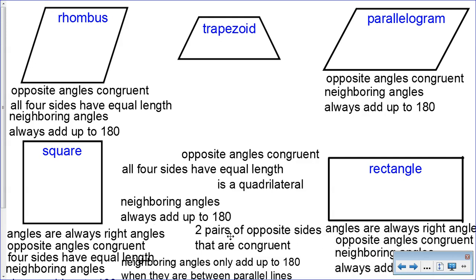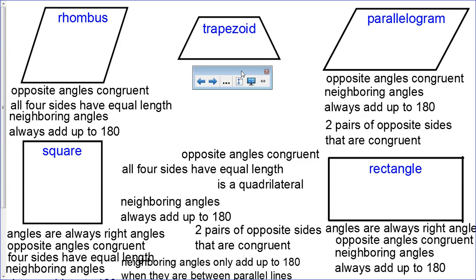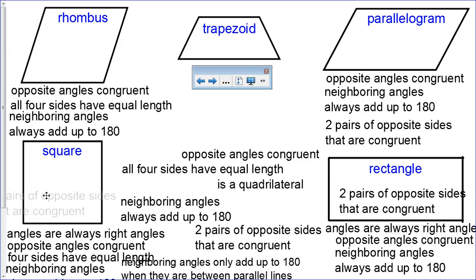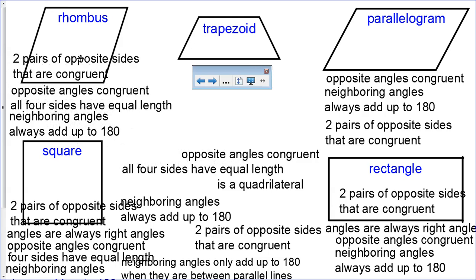2 pairs of opposite sides that are congruent. That's true for the parallelogram. That's true for our rectangle. That's true for our square. Okay, 2 pairs of opposite sides, and 2 pairs of opposite sides in our rhombus as well.